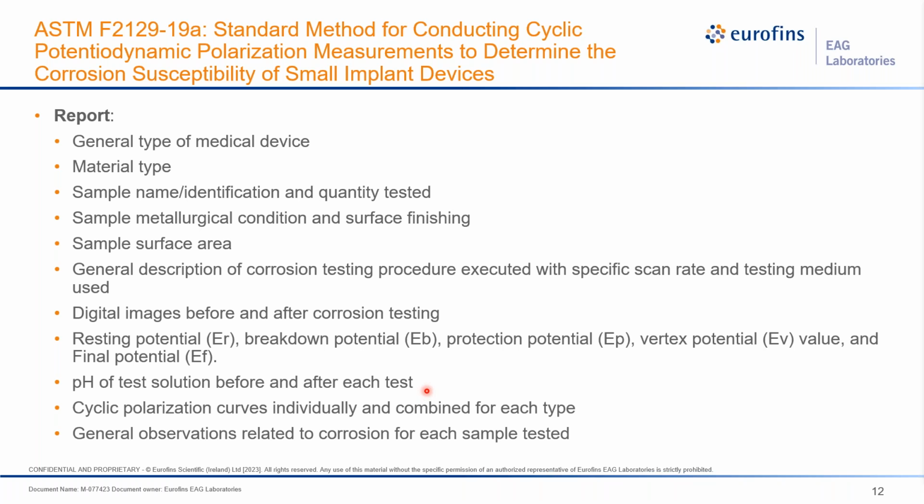The pH of the test solution before and after each test will be provided, in addition to any comments relating to the testing medium quality, such as if the fluid is still clear or if the fluid is cloudy. The cyclic polarization curves will be individually provided. In addition, a combined cyclic polarization curve for each type of testing medical device done will be provided to look at the comparisons of all of them. And general observations related to corrosion for each sample tested will be provided in the final report.